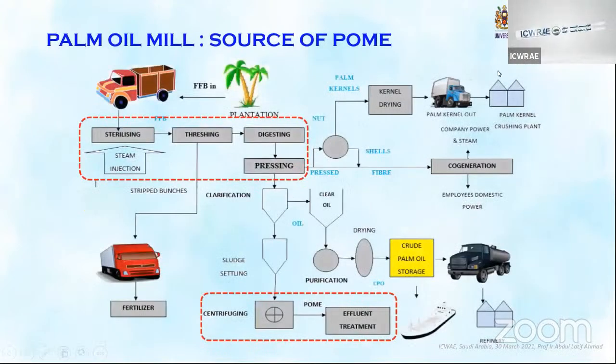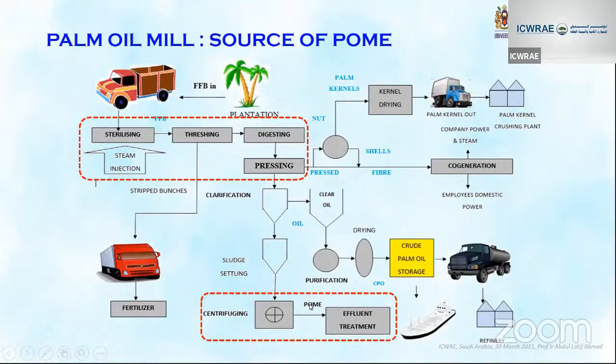What I want to introduce to you is how palm oil is processed. From the palm tree, they cut the fruits and bring them to the steam injector. In this steam injector, they use a lot of water and steam to sterilize the fruits. That is where they use a lot of water. At the end of the process, they press the mesocarp, get the oil, clarify it, and after that, they discharge the effluent.